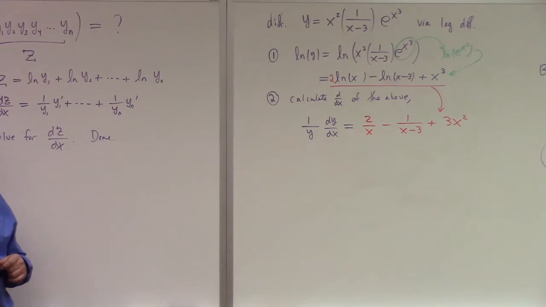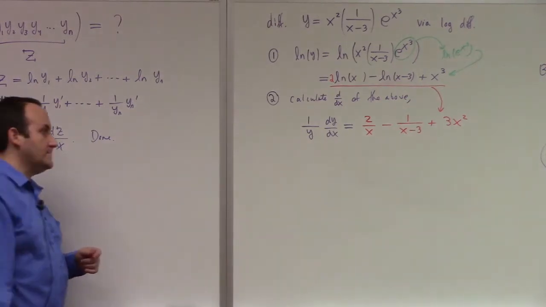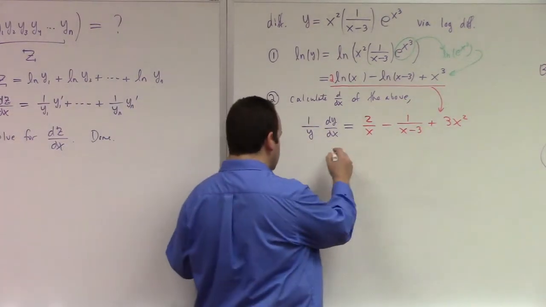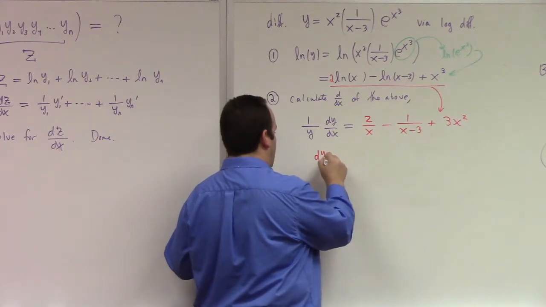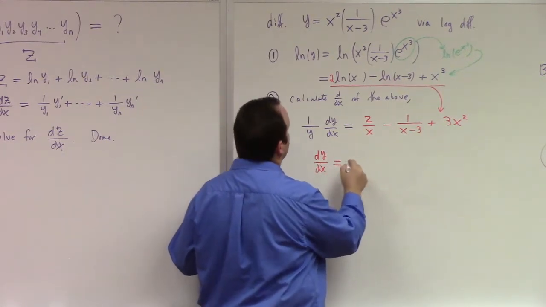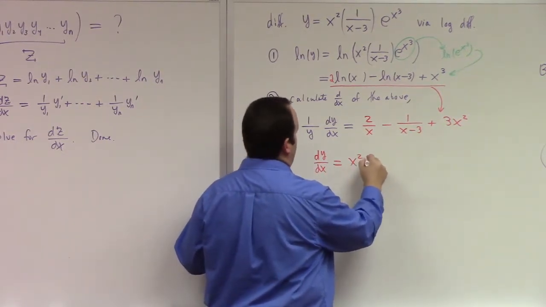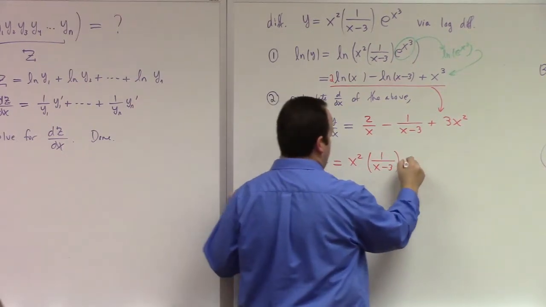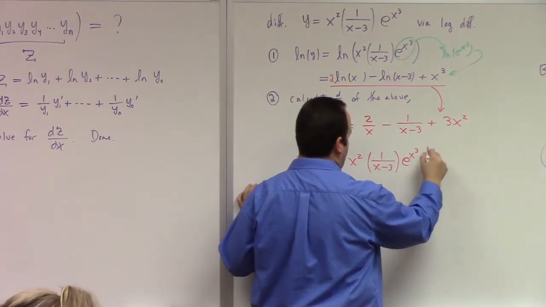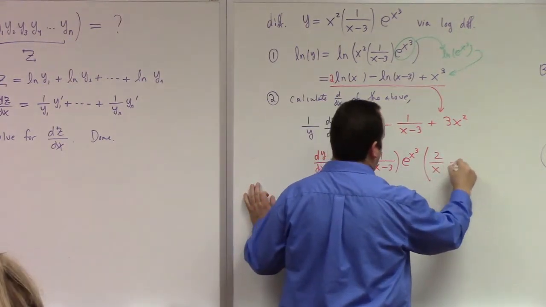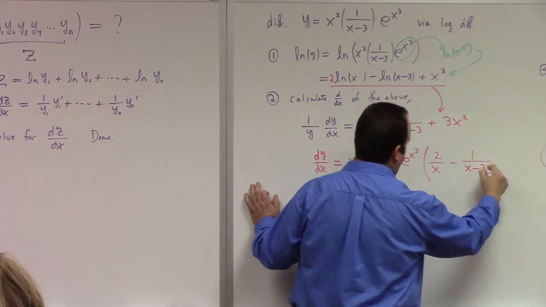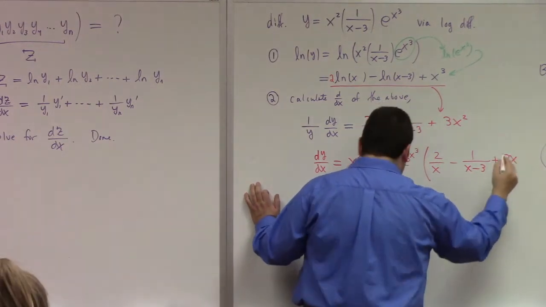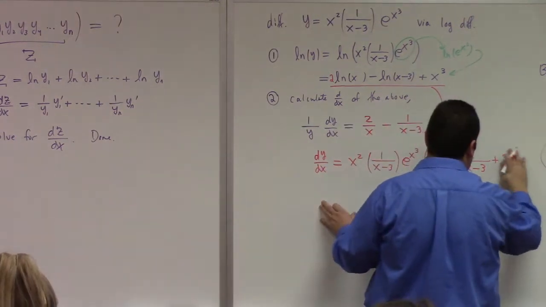Now all I have to do is solve for dy dx. That is, after all, our goal: to calculate dy dx, right? So then dy dx is equal to x squared over x minus 3 times e to the x cubed times 2 over x minus 1 over x minus 3 plus 3x. Excuse me. Goodness gracious.